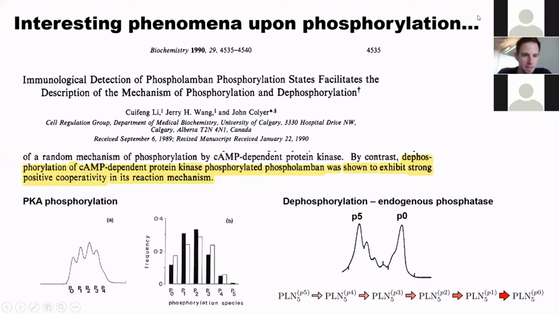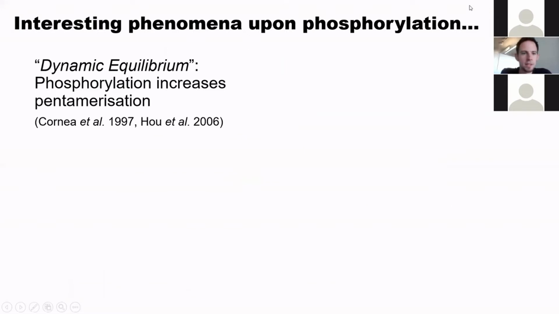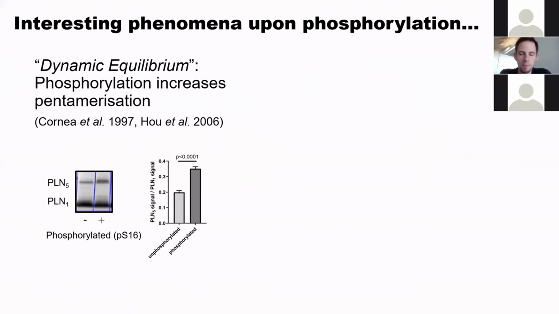There have also been other interesting phenomena described in the literature which relate to both the phosphorylation and the pentamerization of phospholamban, one of which is called the dynamic equilibrium. Phosphorylation seems to increase the pentamerization of phospholamban. And that's something I could also confirm myself in the lab when I solubilized the phospholamban peptides in SDS-based buffers and phosphorylated them with PKA. I found that the ratio of pentamers to monomers actually increases. So yeah, that's another interesting phenomenon.